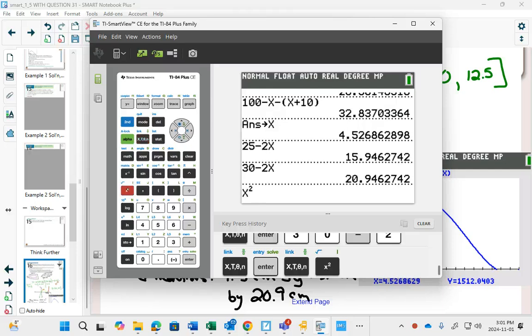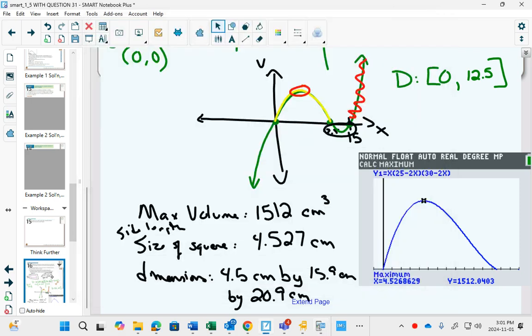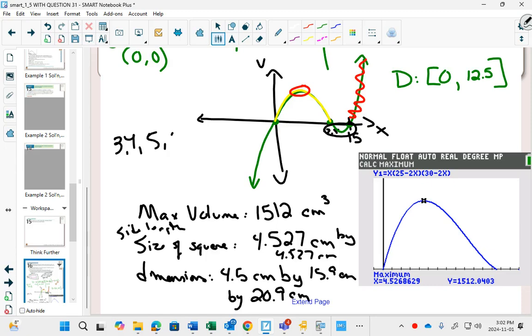Or I could probably write it as what size of square? Couldn't you just write it as that square? Or I could just write the dimensions. The dimensions of the square, 4.527 by 4.527. All right, questions for practice on this one are 3, 4, 5, 6, 9, and 10.